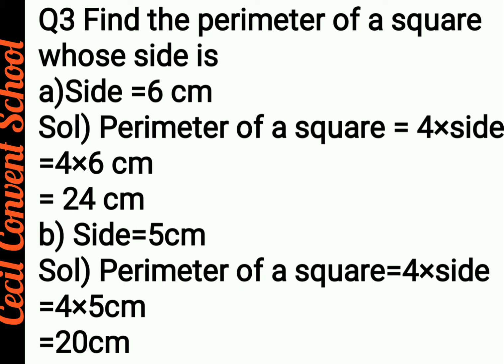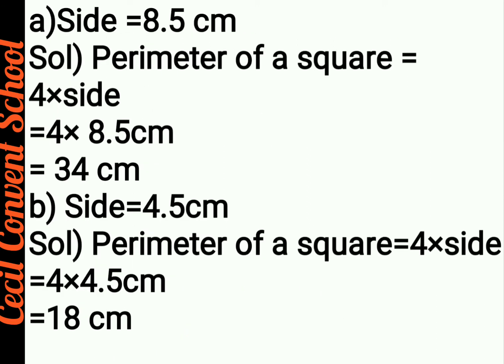Clear? Now B part. Side is 5 centimeter. Formula of perimeter of square is 4 into side. Then put the side value, that is 5. 4 into 5, answer comes 20 centimeter. Clear? Means perimeter of square formula is 4 into side. So in question number 3, in all the parts you use this formula only.